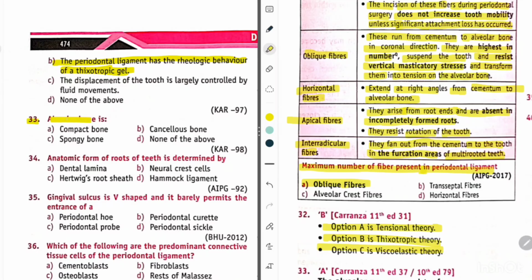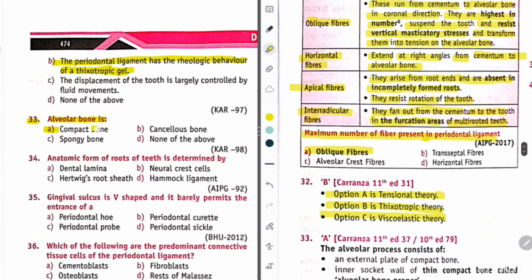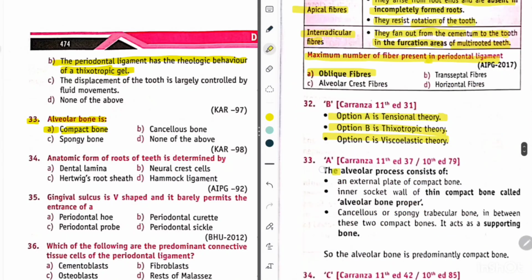Question 33. Alveolar bone is? So its answer is option A, compact bone. Explanation: the alveolar process consists of an external plate of compact bone, an inner socket wall of thin compact bone called alveolar bone proper, and cancellous or spongy trabecular bone in between these two compact bones. It acts as a supporting bone. So the alveolar bone is predominantly compact bone.